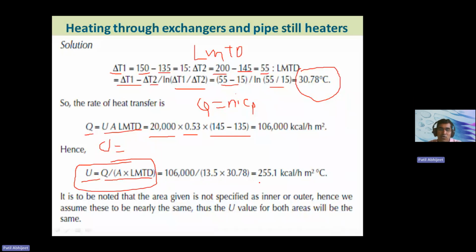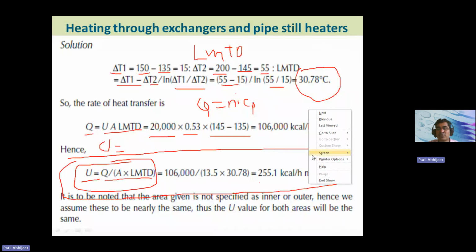So the answer will be coming 255.1 kilocalorie per hour meter square degree Celsius. That is the final answer. Such a question may be asked, for example, for 8 marks. 2 marks will be there for this calculation, 3 marks for the Q calculation, and 3 marks for this one as per the rubrics. I hope that you have understood this.